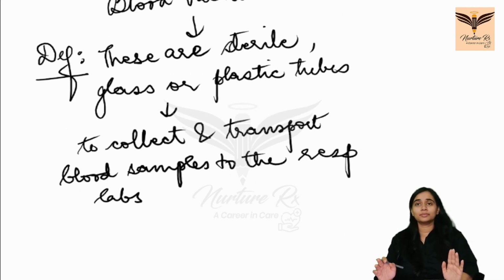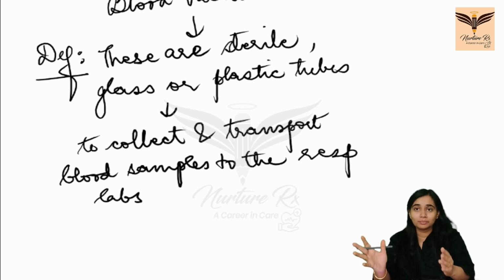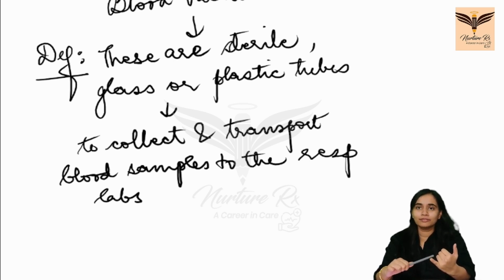Okay, so what are these blood vacutainers? Also known as blood vials. What are they? These are sterile. Why? Because you don't want any contamination in your sample. Then what are they made up of? They are made up of glass or plastic. These are glass or plastic tubes. And what are they used for? To collect and transport your blood sample from the point of collection to the respective labs.